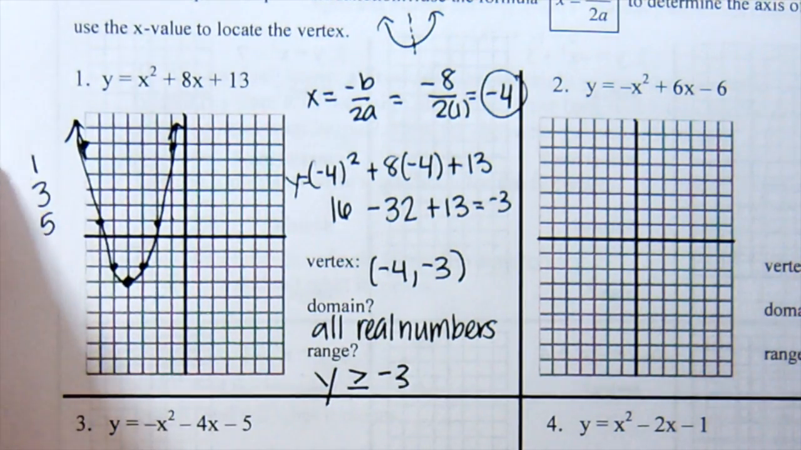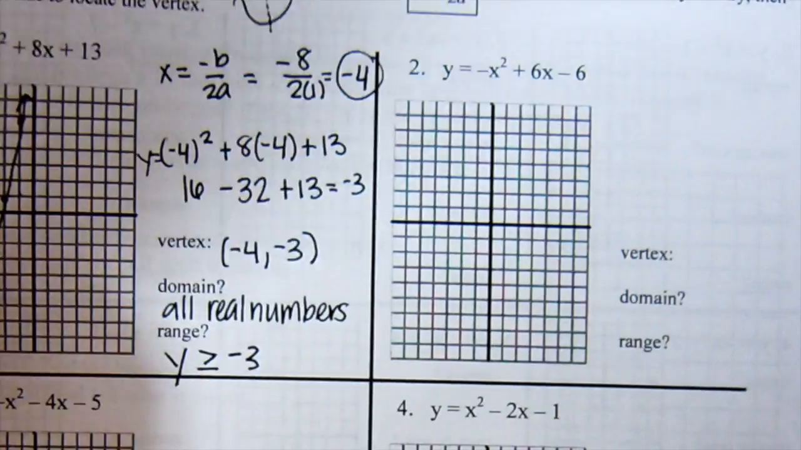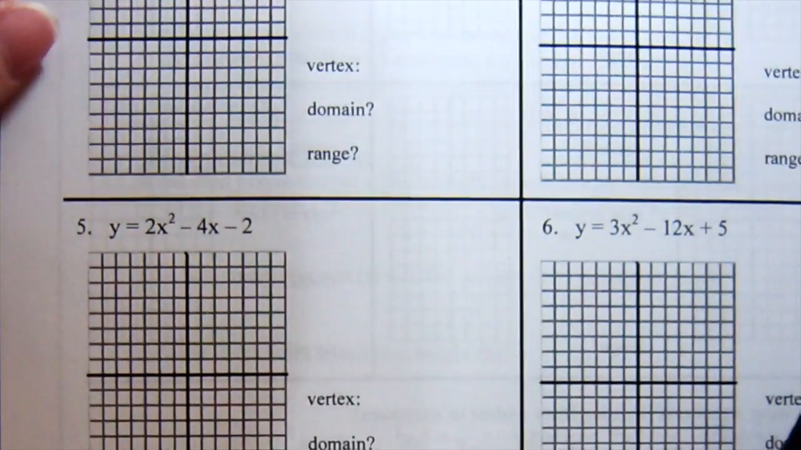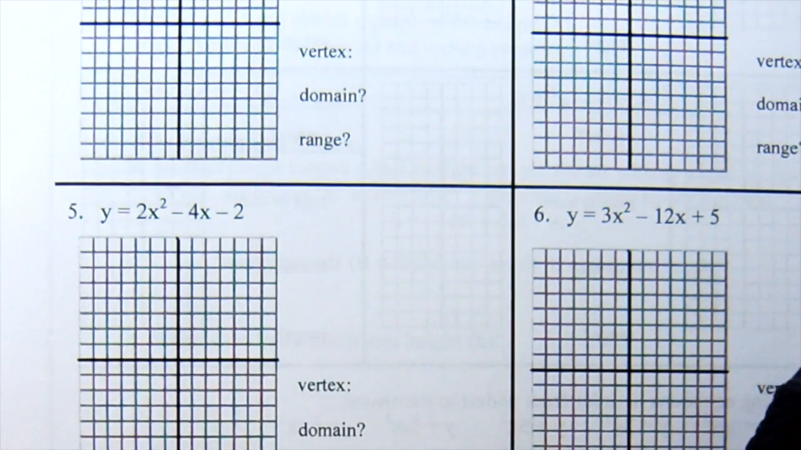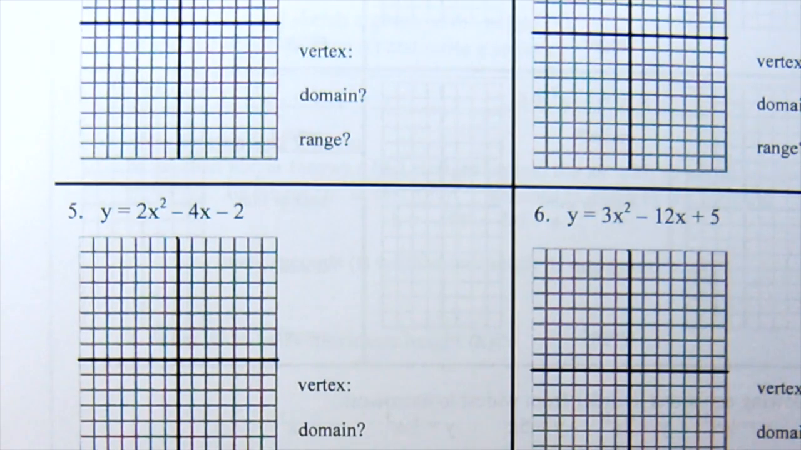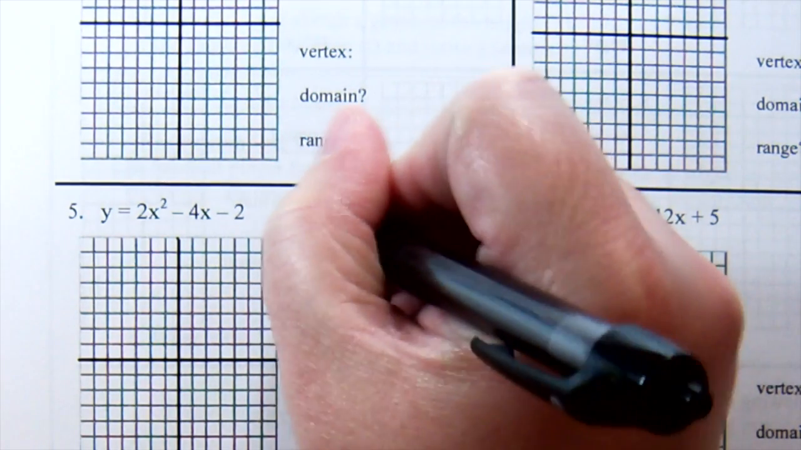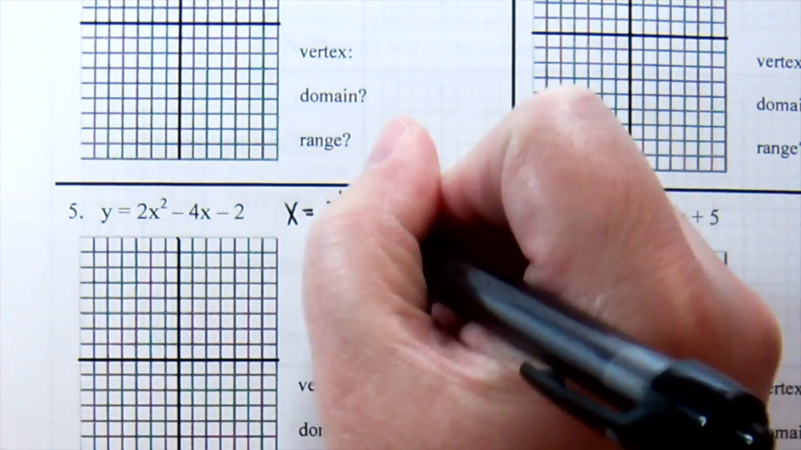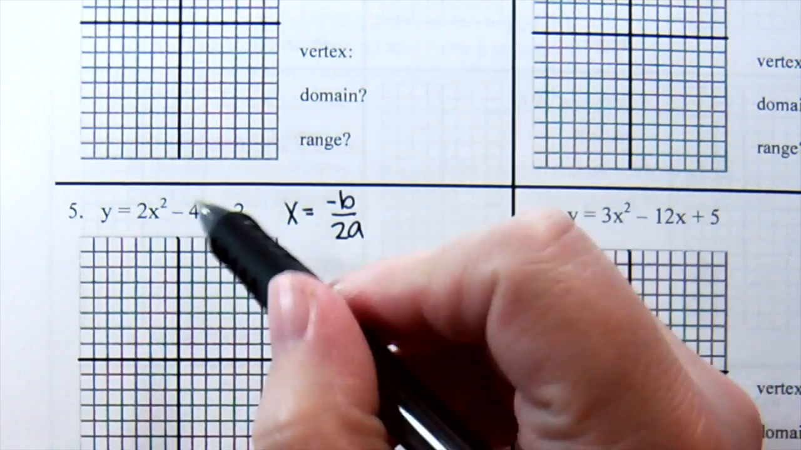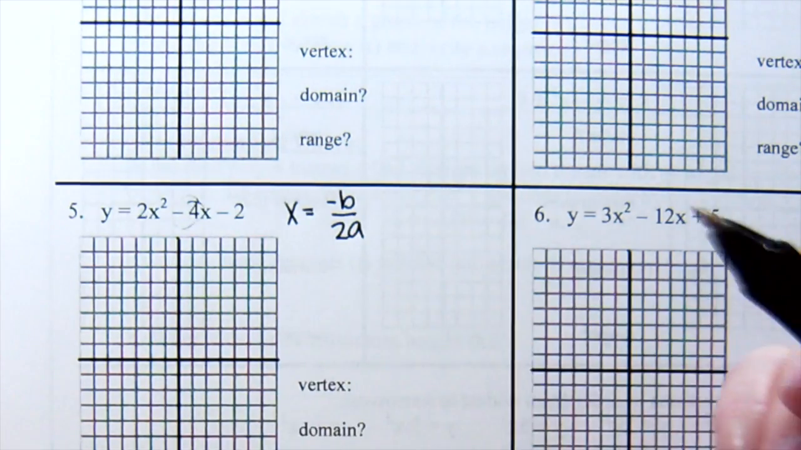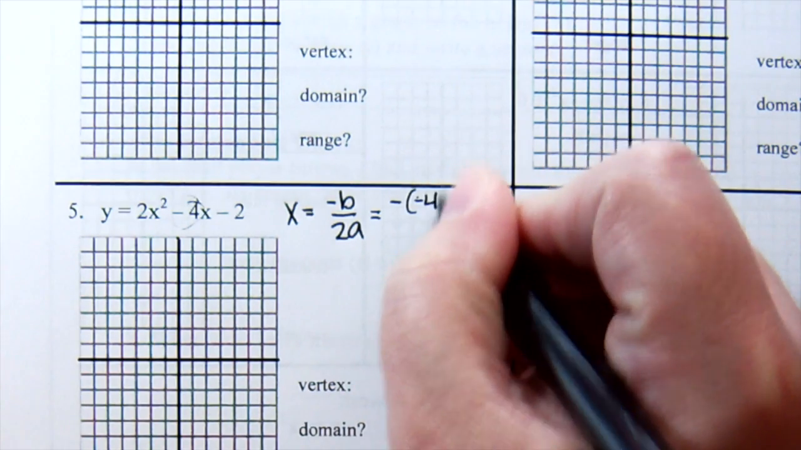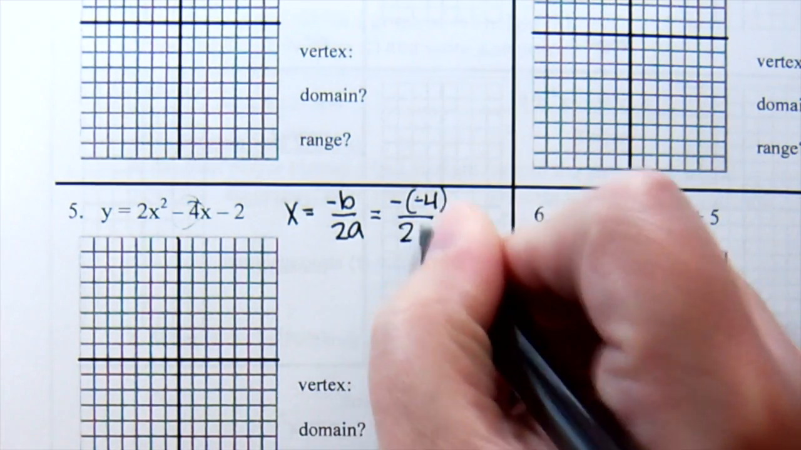Now let's look at another one that might be a little more difficult. It's not going to have this 1, 3, 5 pattern. So here we need to find the vertex. So again, we're going to do x equals negative b over 2a. So b is negative 4. You have the opposite of negative 4 over 2 times 2.